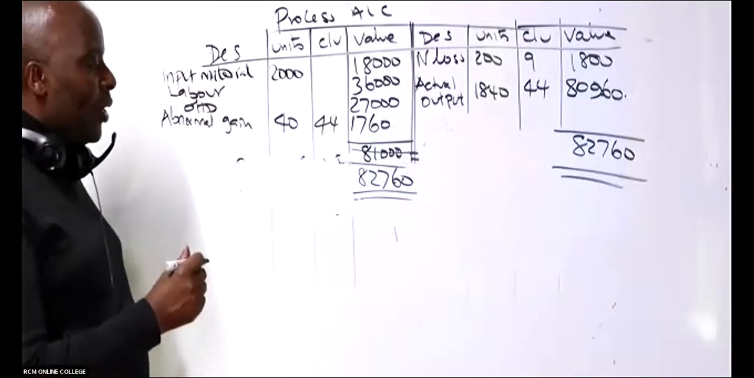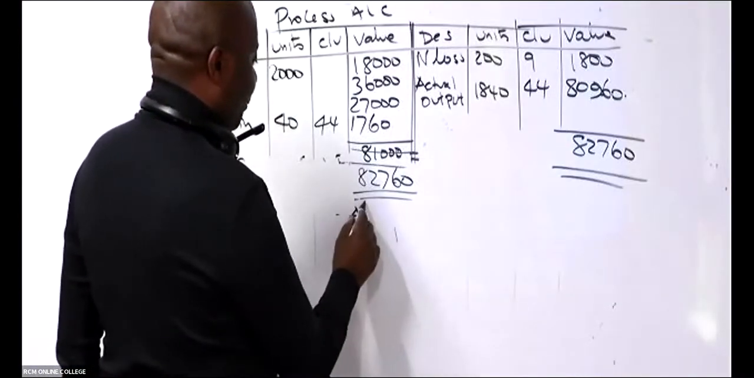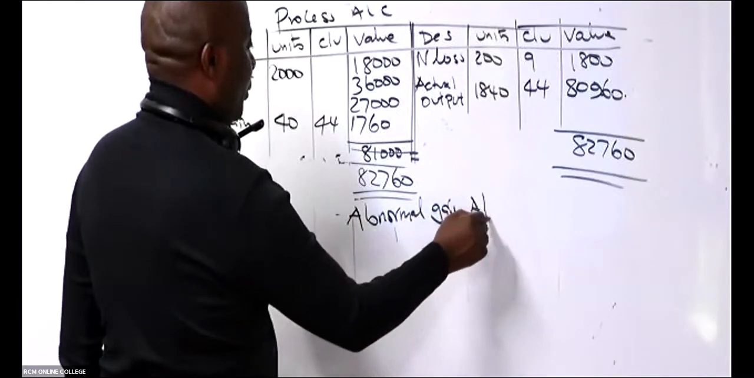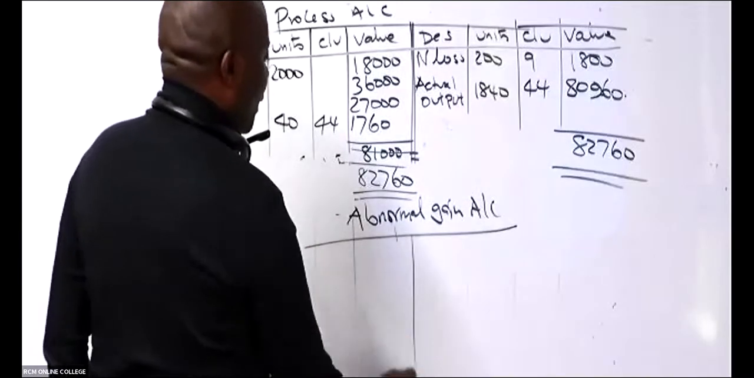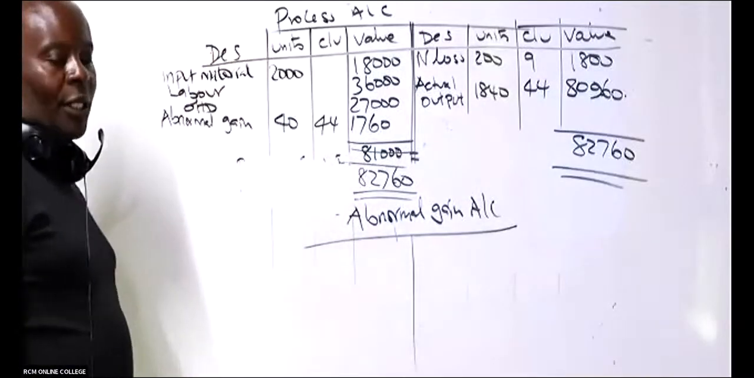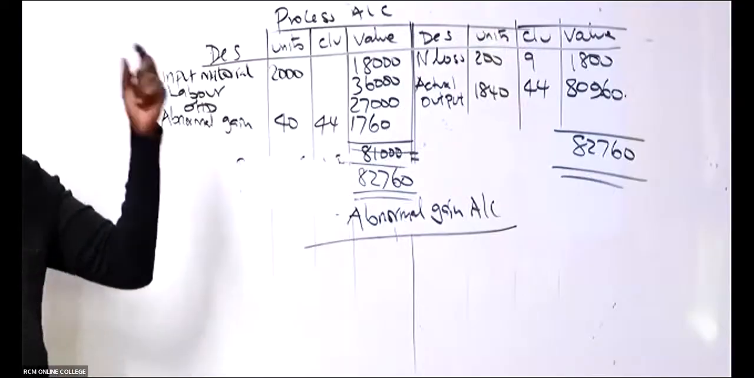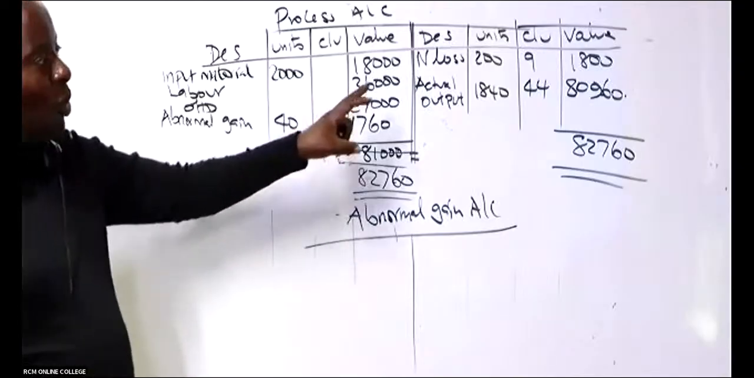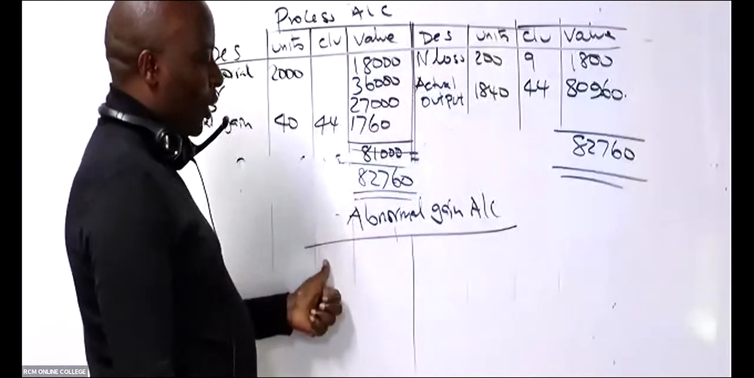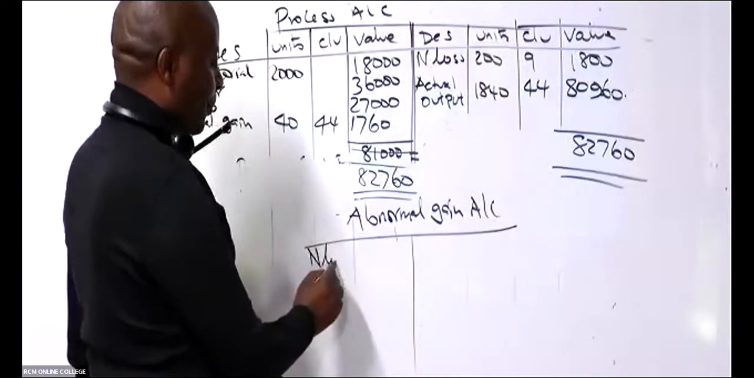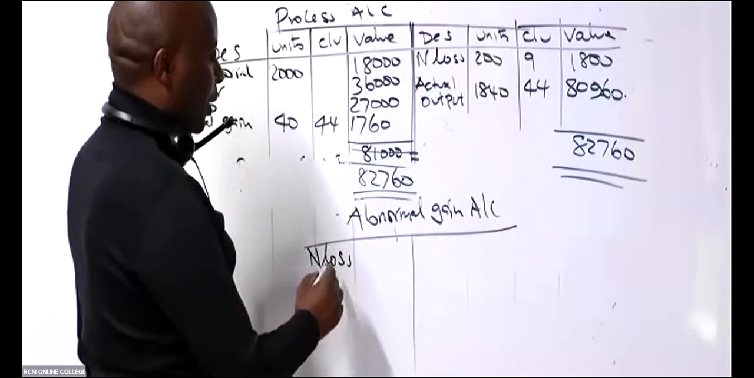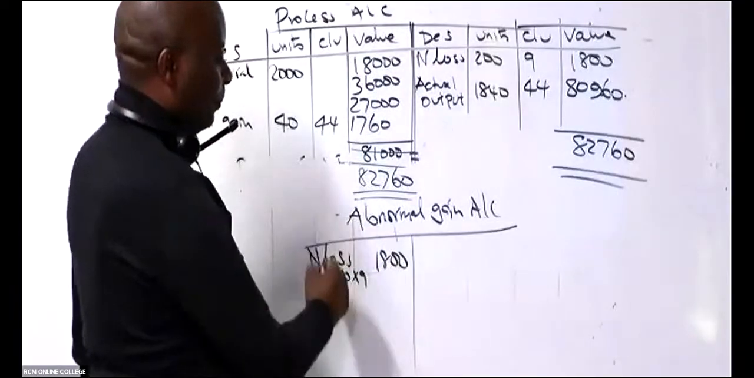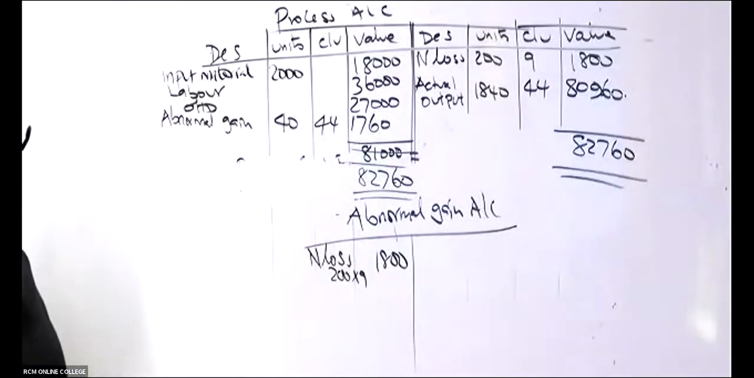So from there, you go ahead and do an abnormal gain account. This shall be a gain. Don't forget that always the normal loss has to be transferred to these gains and losses, always. Start with normal loss, which is credited here. So here shall be debited. So normal loss is 200 at 9, giving us 1,800.